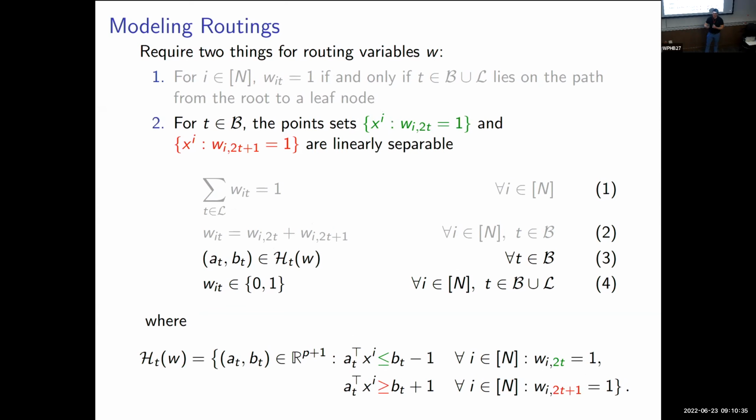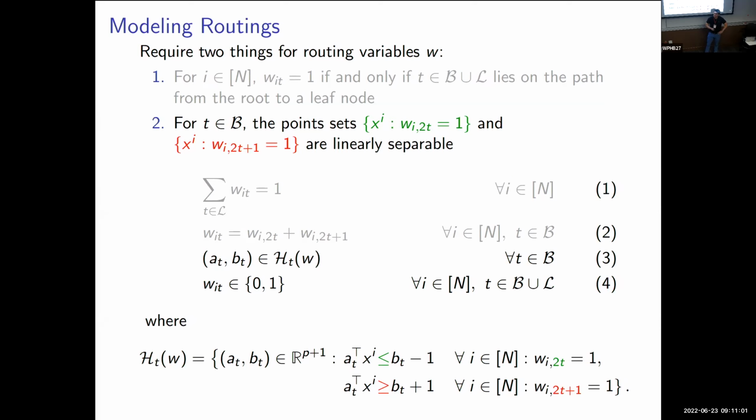So if I look at a node T, a branch node, I have a set of points that are going left and a set of points that are going right. I really need to make sure that there's actually a hyperplane that can separate the two sets of points. Otherwise, this routing is just impossible to realize. So at this point in the presentation, I'm really going to lean on these colors, green and red, to carry me through. And really, these are the two point sets that are being separated.